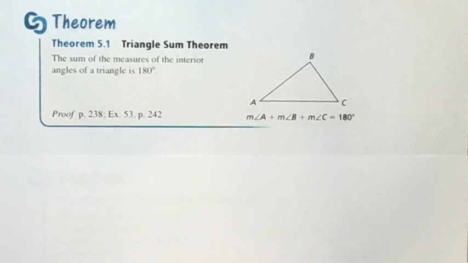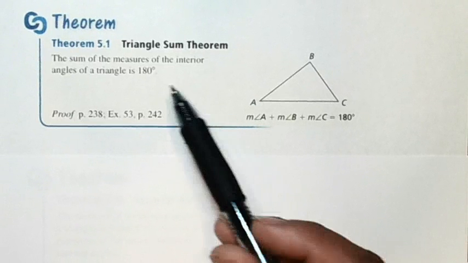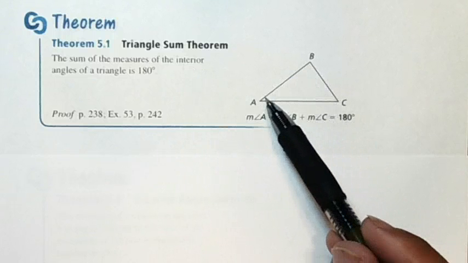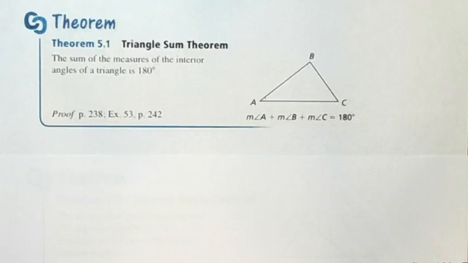The first one you should be familiar with. This just says that the angles inside a triangle, if we add them up, angle A, angle B, and angle C, we're always going to get 180 degrees. It doesn't matter what the triangle looks like. All the angles inside a triangle always add up to 180 degrees.